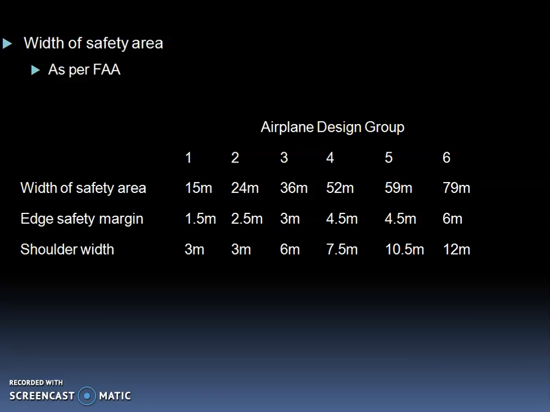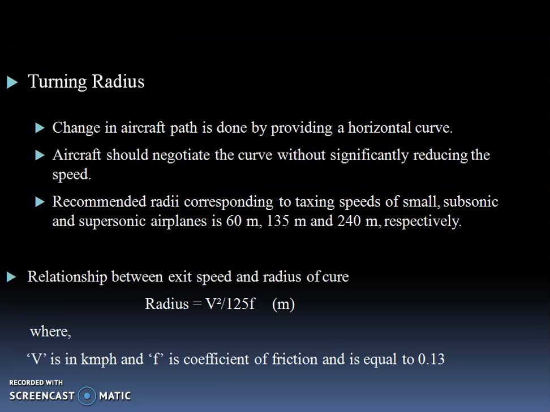Width of the safety area for the different types of airports are shown here. As per Federal Aviation Agency also the standards are given. Then coming to the turning radius. The change in aircraft path is done by providing the horizontal curve. We should give a smooth curve for the aircraft to turn. It is derived from the relationship between the exit speed and the radius of the curve.